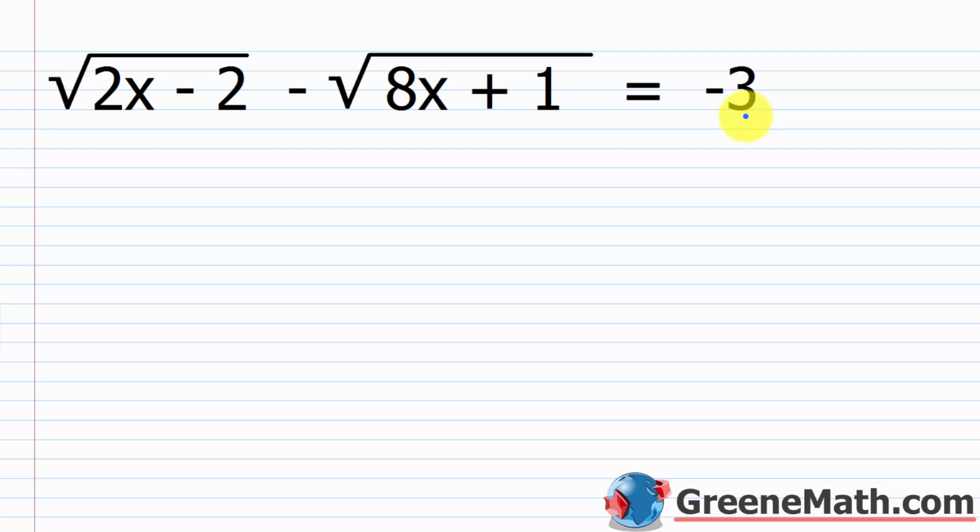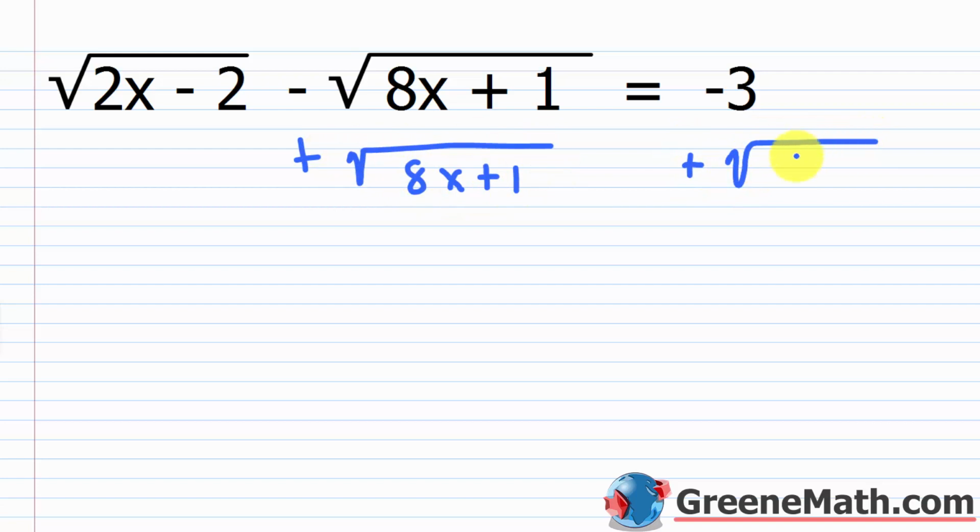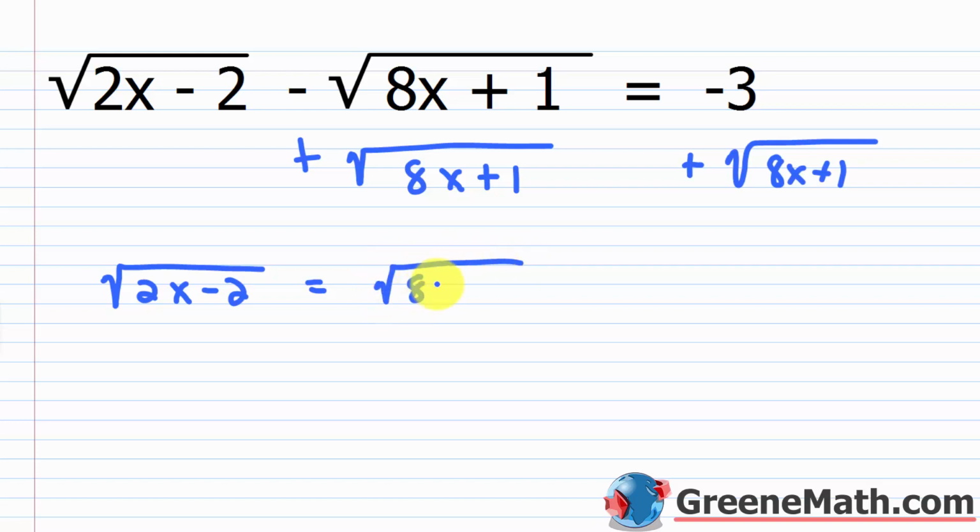All right, so let's go ahead and add the square root of 8x plus 1 to both sides. And what I'm going to have here is that the square root of 2x minus 2 is going to be equal to the square root of 8x plus 1 and then minus 3. Okay? So now I'm going to square both sides.